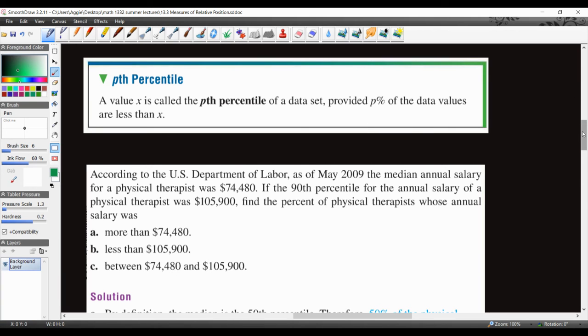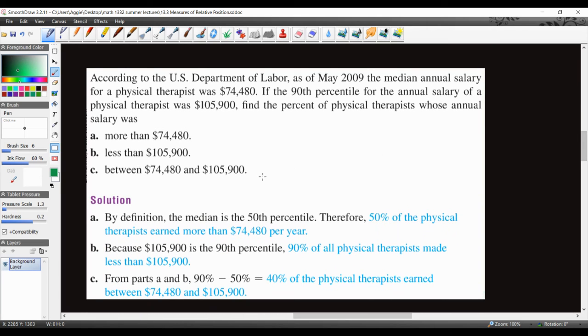To show that, I just have an example here. It says, according to the U.S. Department of Labor, as of May 2009, the median annual salary for a physical therapist was 74,480. If the 90th percentile for the annual salary of a physical therapist was 105,900, find the percent of physical therapists whose annual salary was the following. So going back to that middle thing I showed you before, the median is 74,480.